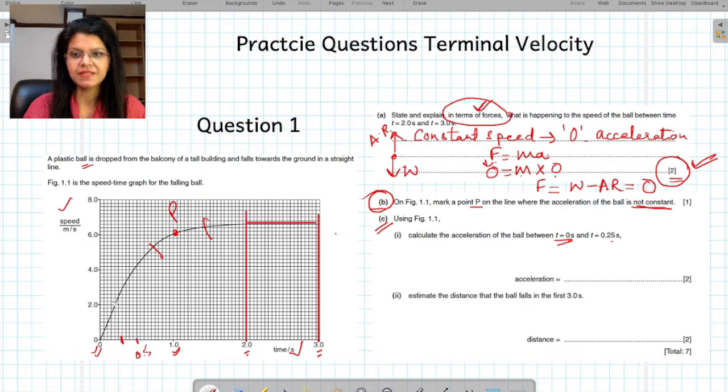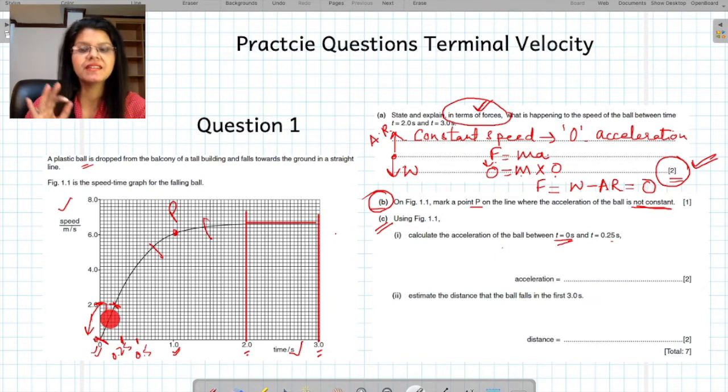0.25 would be somewhere here, right? So calculate the acceleration at this point, 0.25. What kind of a graph do you see between these 2 points? I'm talking about between these 2 points. What kind of a graph is it? It is a straight line graph. Straight line, right?